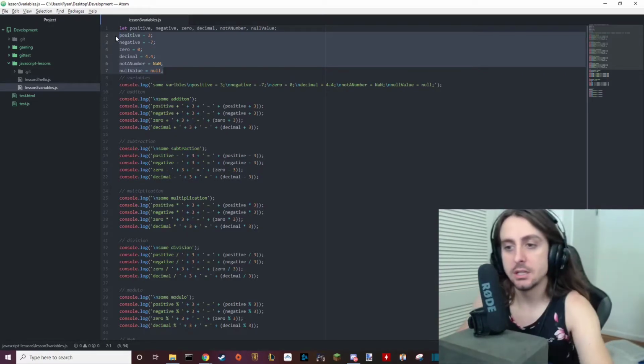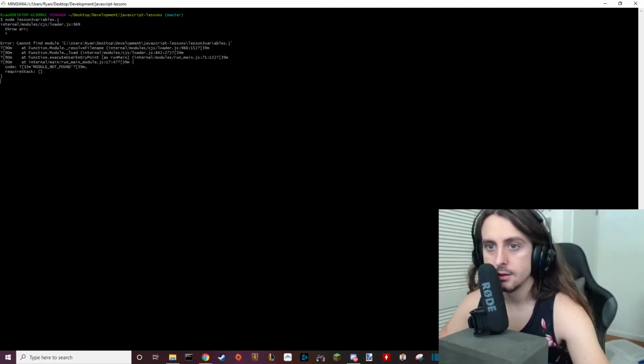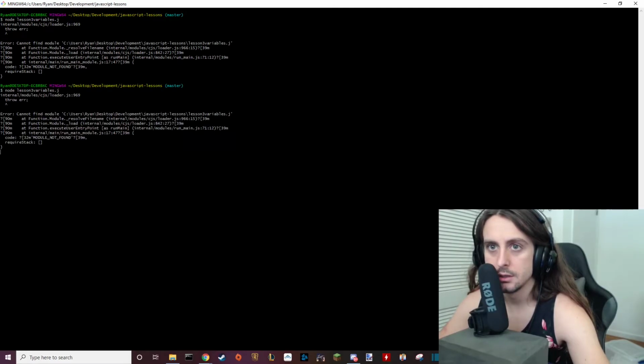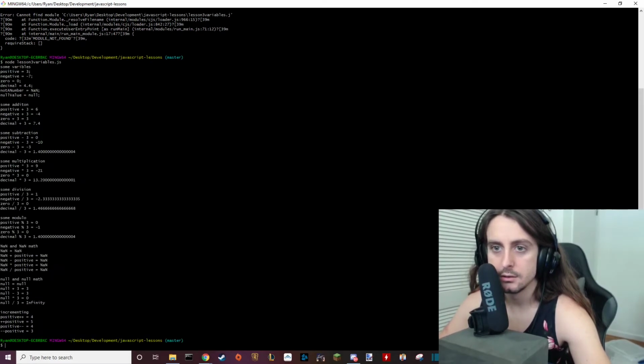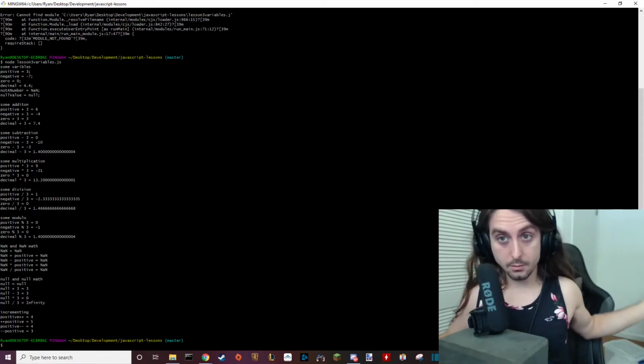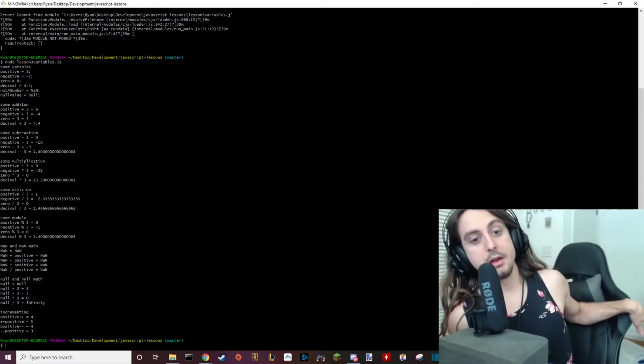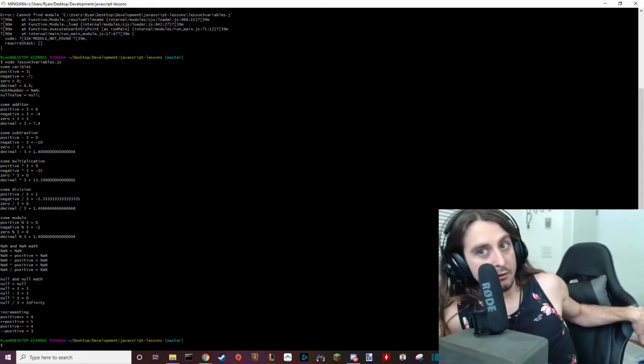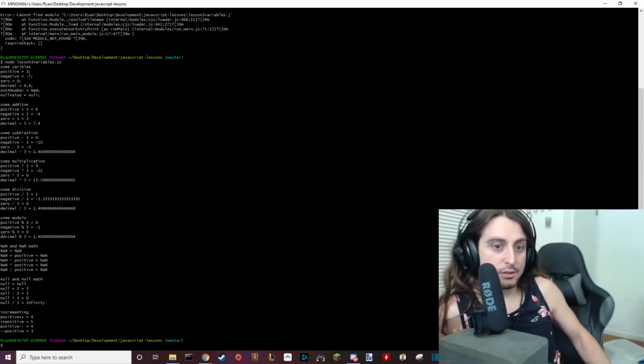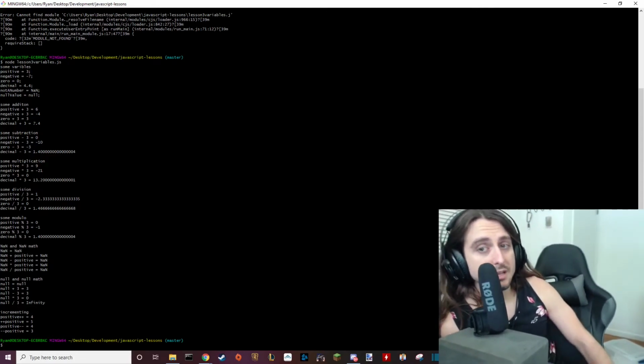When you run this, it will look like this. Okay, so I made some variables. Positive is a positive integer. Negative is a negative integer. 0 is just a 0. Decimal is a decimal.